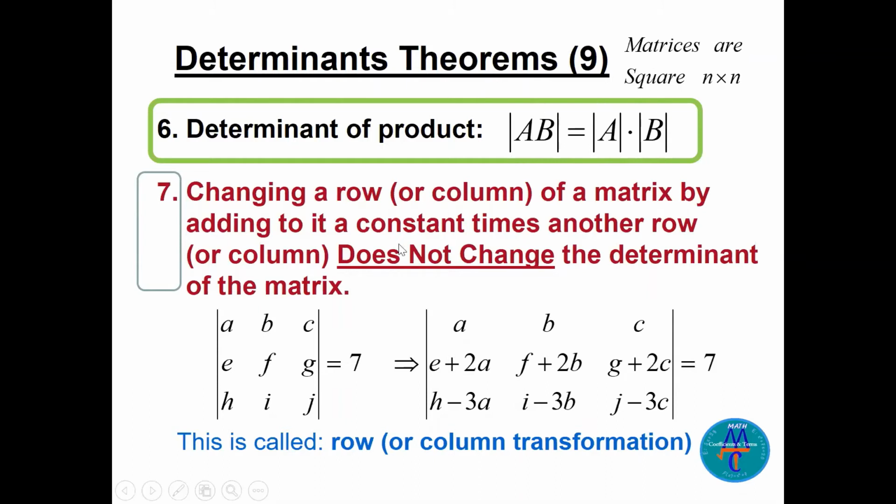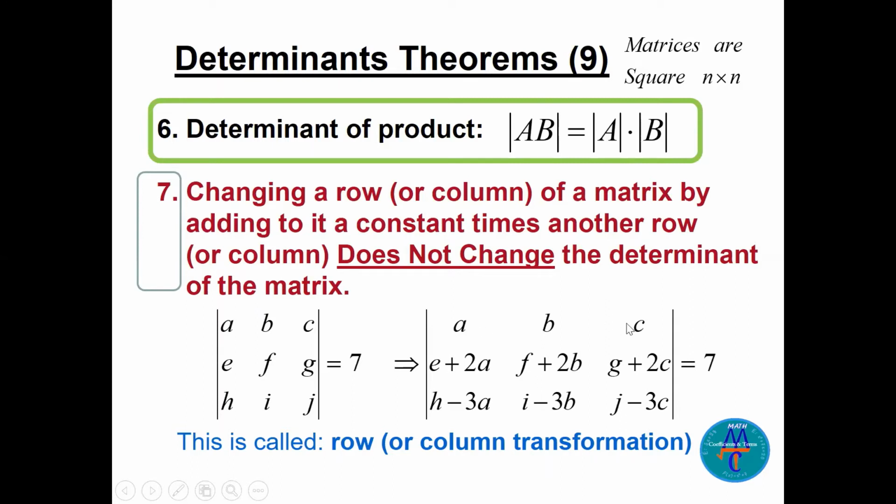Not easy to understand the first time. Let me explain it with an example. A, B, C, E, F, G, H, I, J, this determinant is equal to 7. If I take row 1 here and multiply by 2, which is a constant, positive or negative, then I add it to row 2.